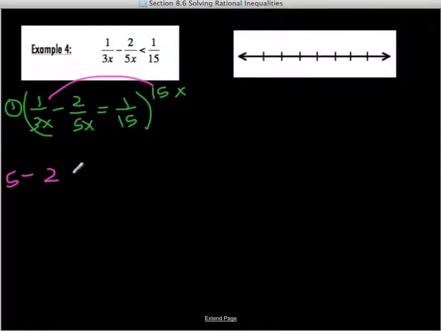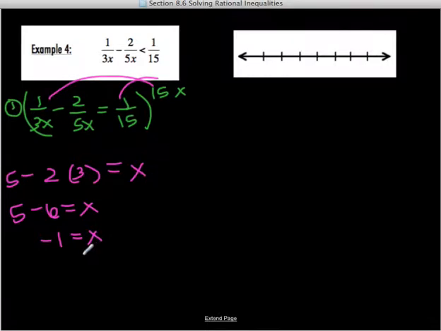So 15 divided by 5 is 3. And then x over x, they will cancel. And here, I would have 15x over 15. The 15s will cancel, so I'm just left with x. So it's 5 minus 6 is equal to x. 5 minus 6 is negative 1, so x is equal to negative 1. Okay, that's my first number.